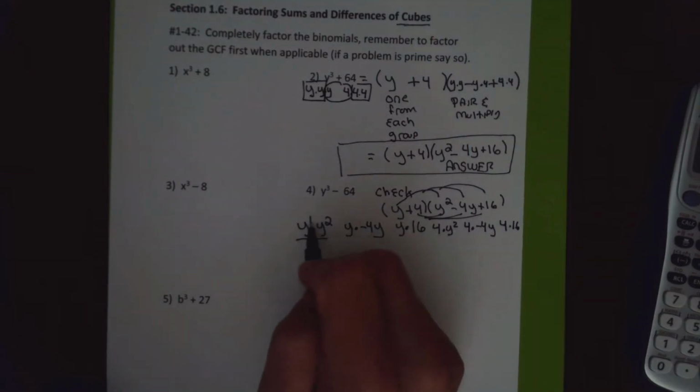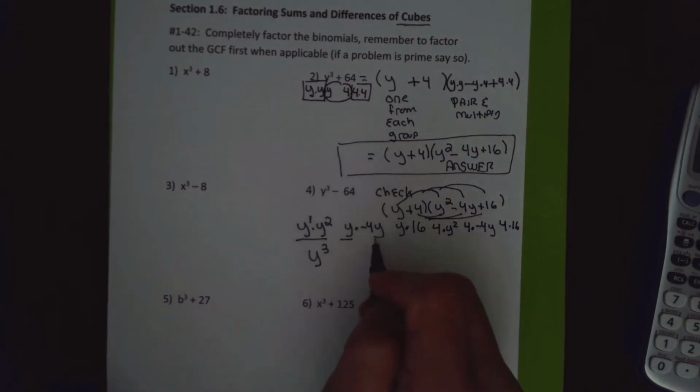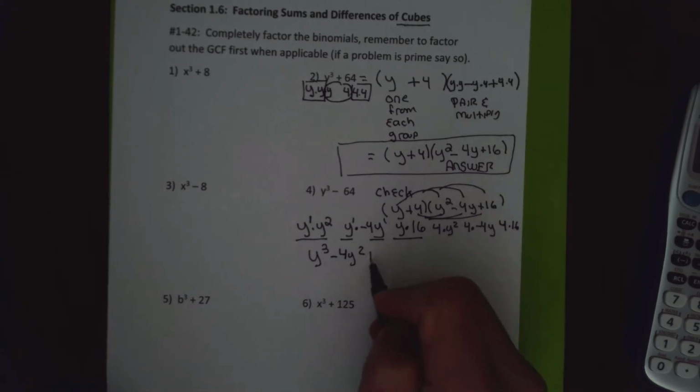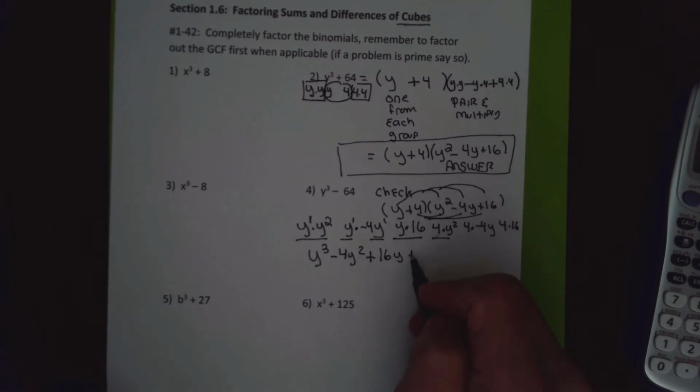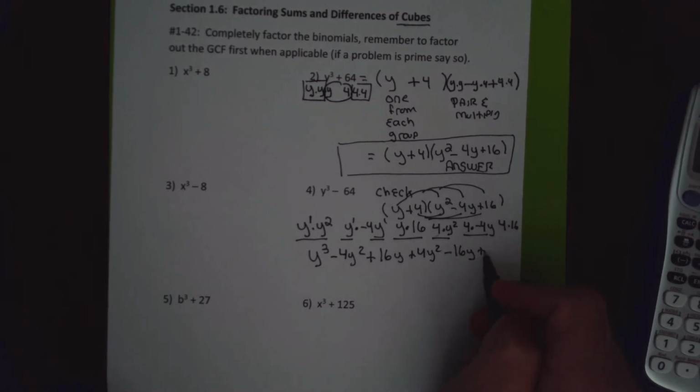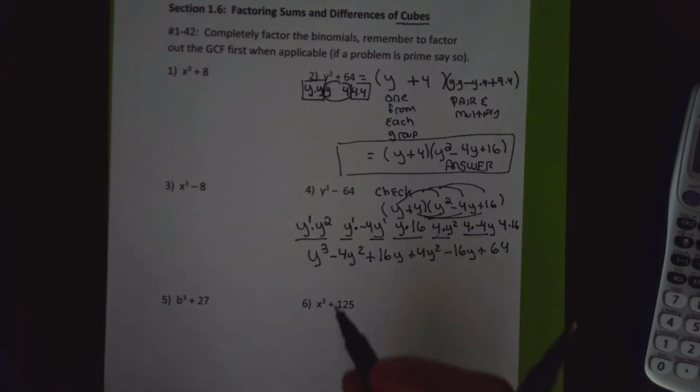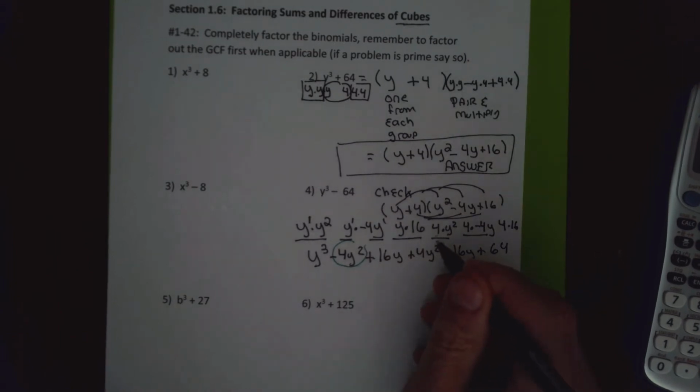First multiplication, I add the exponents of 1 and 2 and get 3. Second multiplication, I leave the negative 4 up front, add the exponents on the y's and get a y squared. Third multiplication is positive 16y. Fourth multiplication is positive 4y squared. Fifth multiplication is minus 16y. Last multiplication is plus 64.